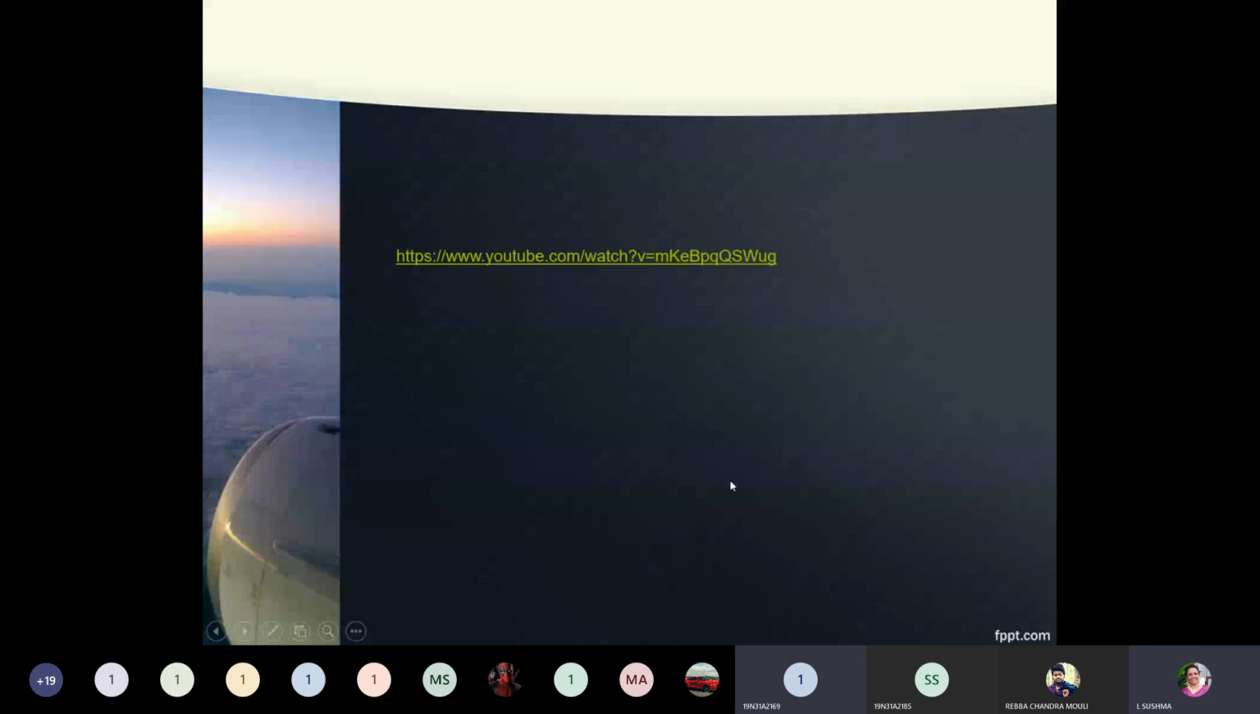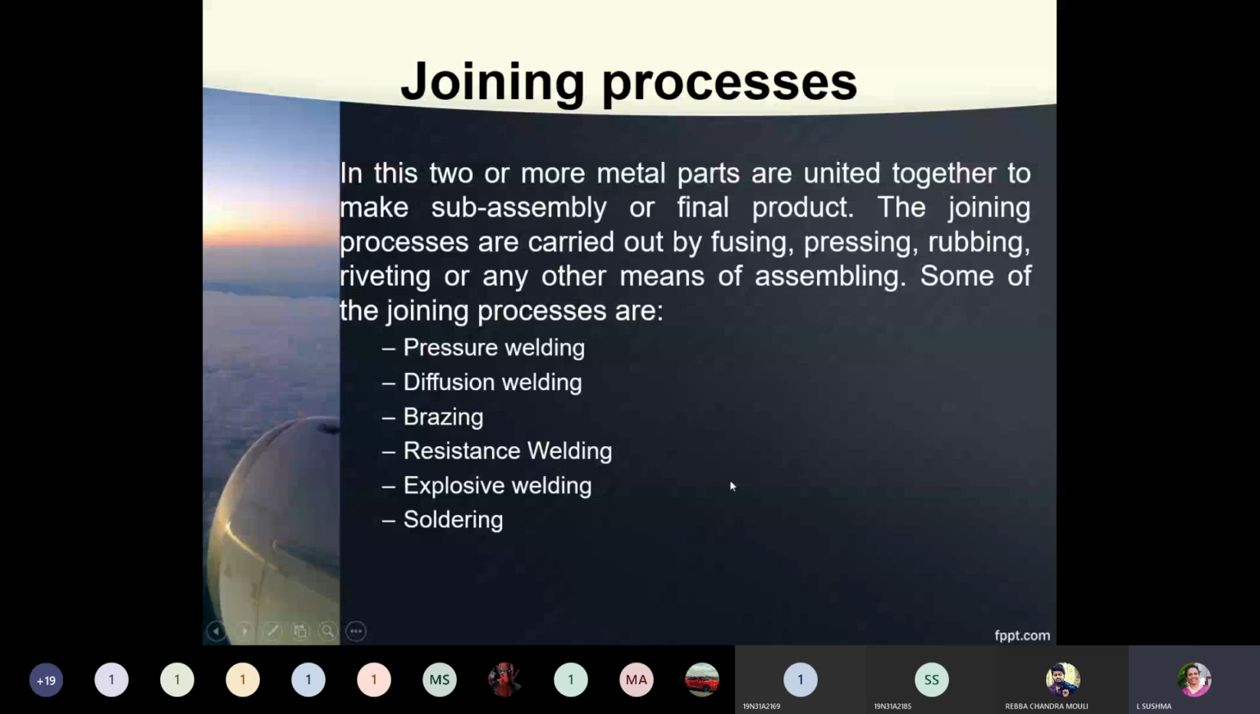Okay, next is the joining process. Joining process is nothing but you are going to join two different materials, either by welding or, sometimes, if it is some electronic equipment, you can't join using welding because the temperature is high. The motherboard, everything will get melted off. So at that time you may use soldering or sometimes you may use brazing also.